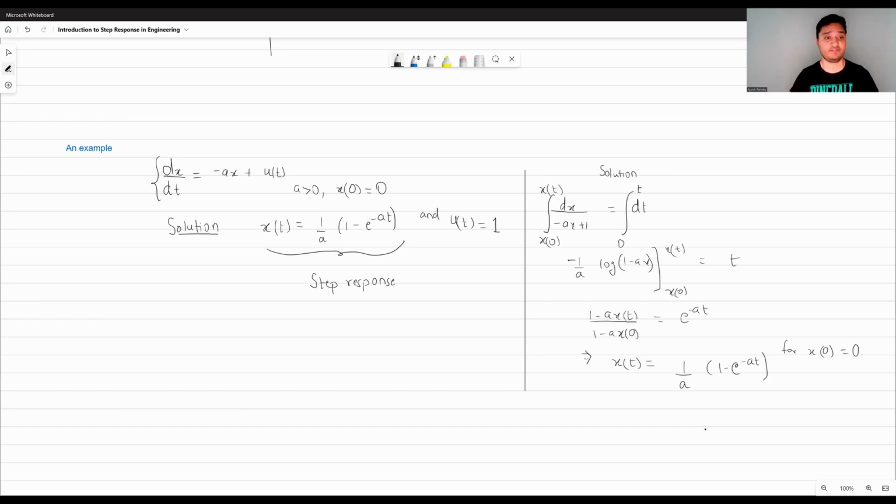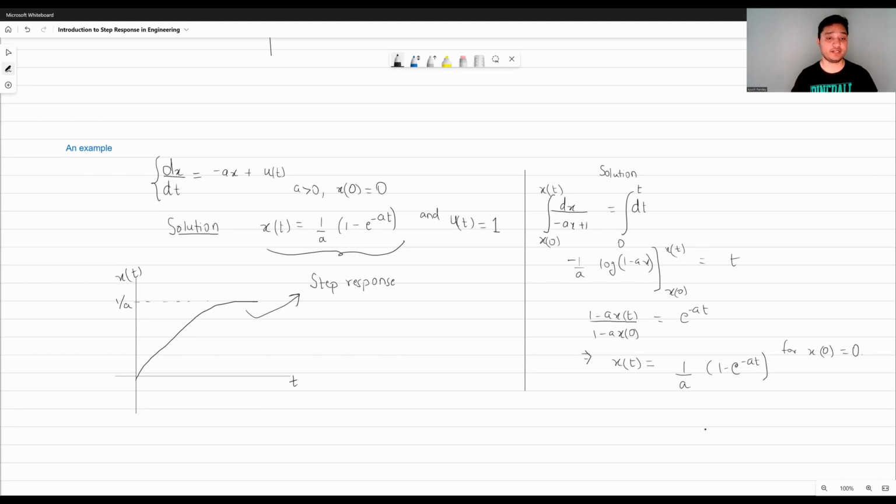So if our system is modeled by this differential equation, and if this is its step response, we can take a look at how it might look on a 2D plane. And we can plot x(t) with time. And since this is a negative exponential, and a is positive, what we would get is that this would asymptotically reach this value of 1/a, and this would be our step response for this system.